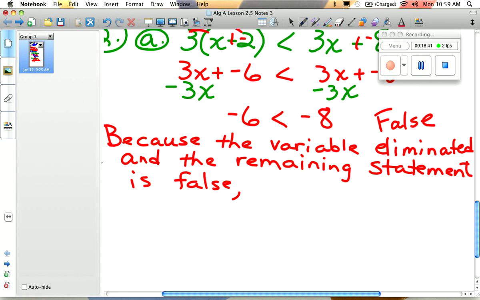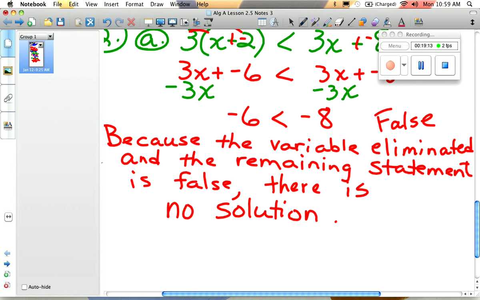So this is exactly what happened. Because the variable eliminated, our variable went away. The resulting statement that we had, negative 6 is less than negative 8, that was false. So because the variable eliminated, this is not a D, this is an EL right here. Kind of looks like a D, doesn't it? Because the variable eliminated and the remaining statement is false, there is no solution. There is not a number on the number line that when you put it in, it will make that true.